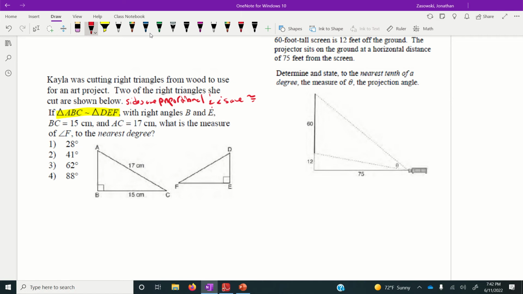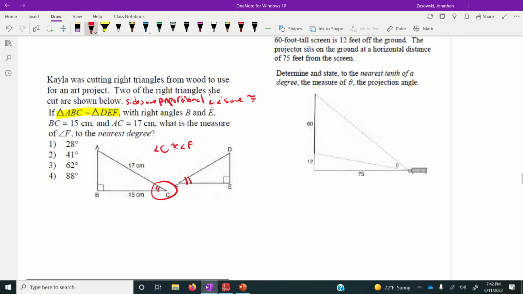So if the right angles are B and E, it gives you BC and AC is 17. They want to know what is the measure of angle F. Remember, because the angles are equal, angle F is the same as angle C. So if I can find C, I'll know angle F, okay?